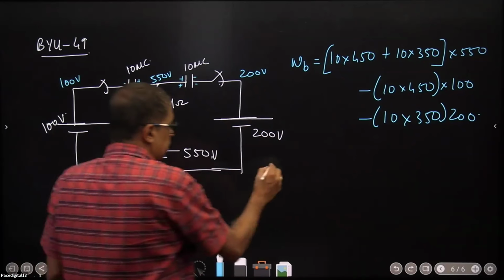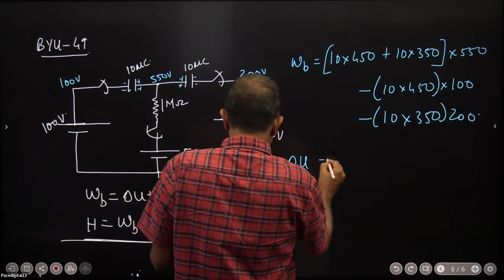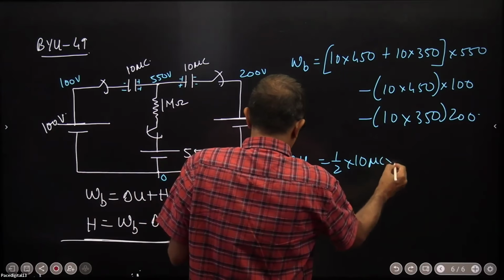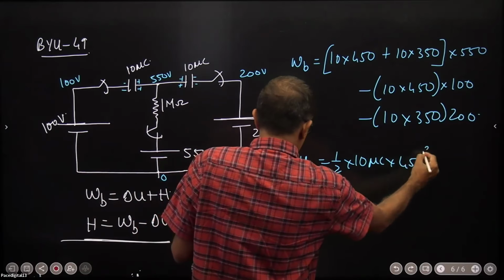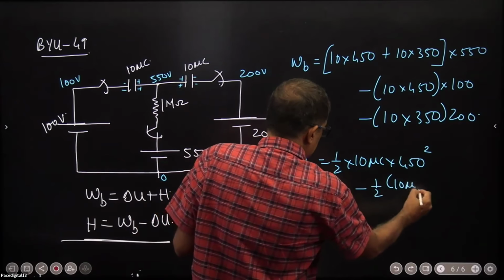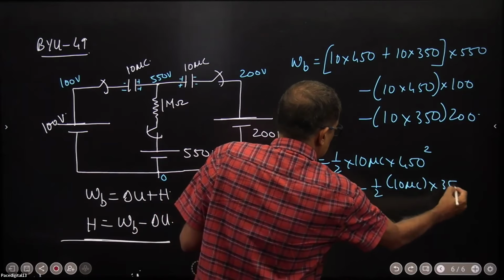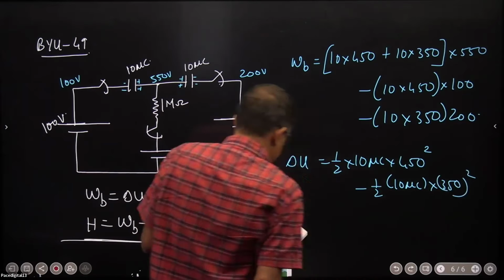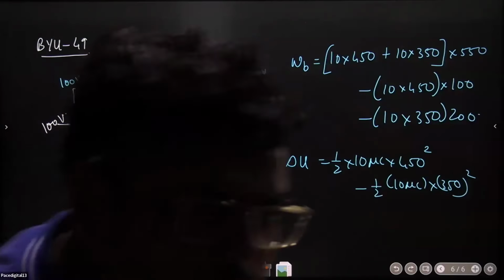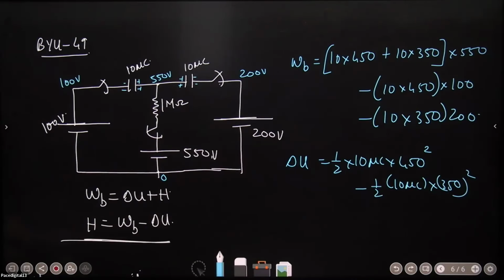Convince yourself about this. And delta U will be half into 10 microfarads into 450 squared minus half into 10 microfarads into 350 squared. Subtract the two, it will be 1.625. Check.